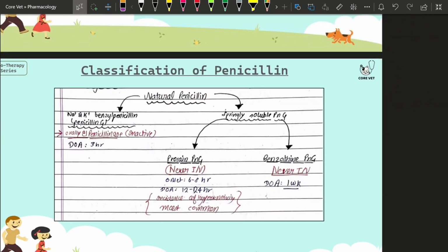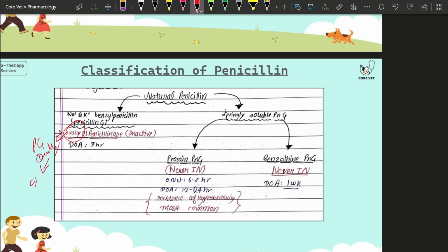If we discuss the classification, it could be divided into two, the natural and the synthetic, right? Under the natural penicillin, there are the sodium and potassium salts of benzyl penicillin or penicillin G, right? I told you earlier also that penicillin G is thermolabile and acid labile.